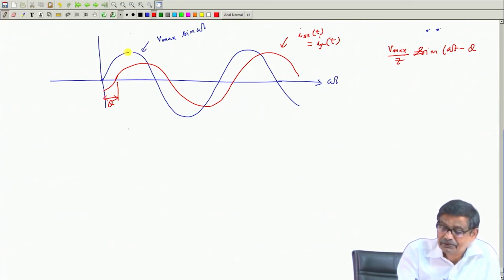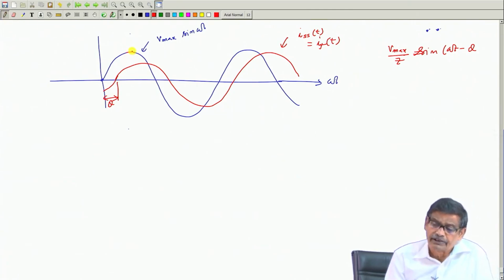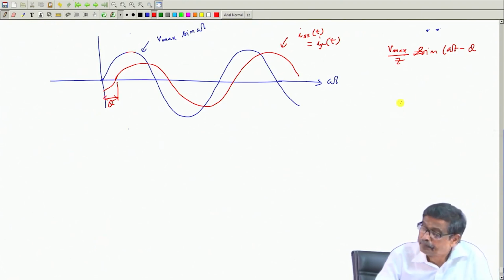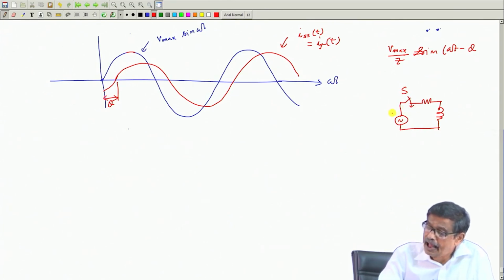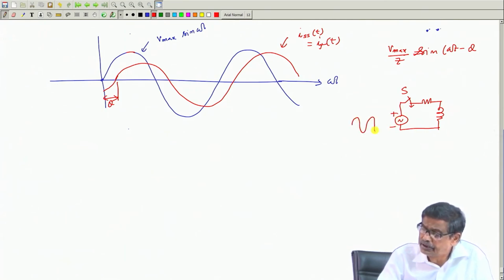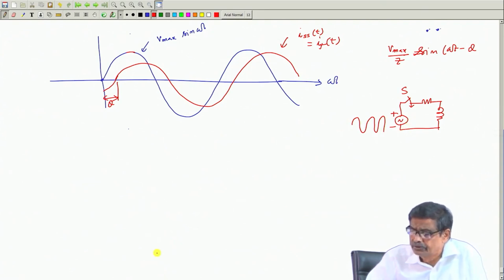I mean, you can do several things. For example, I say that I have an RL circuit here. I am going to energize it with this switch, and I will close this switch. What is the supply voltage? The supply voltage is doing like this. I have not yet called where t equal to 0 is.